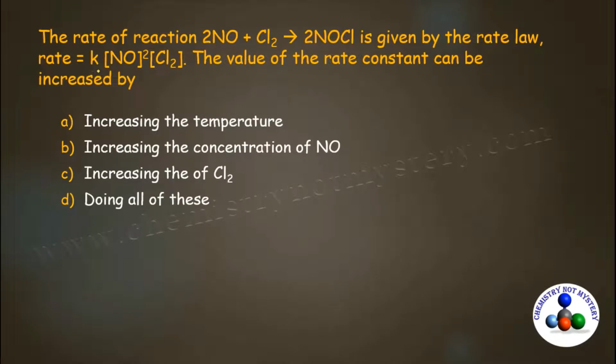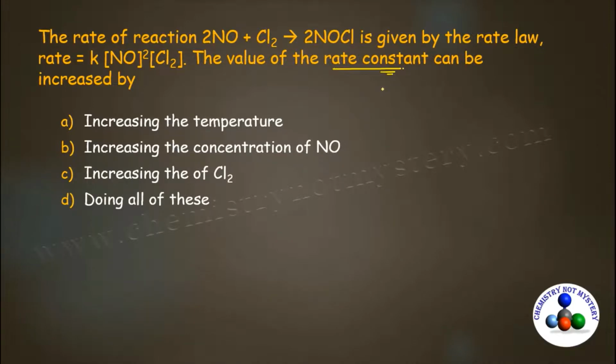Rate is equal to rate constant multiplied by concentration of NO raised to the power 2 multiplied by the concentration of Cl2. The value of rate constant can be increased by, and these are the options. Rate constant doesn't depend on the reactant concentration. It is a constant and its value remains same for our reaction.